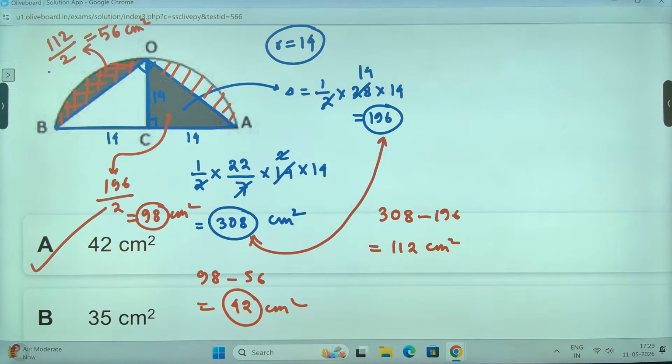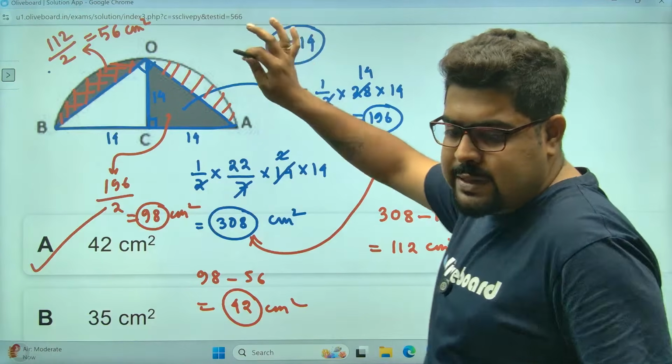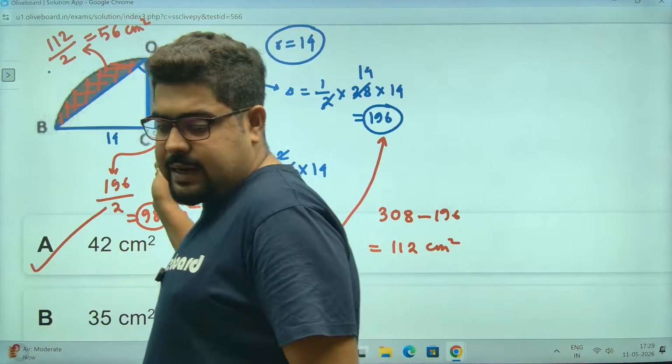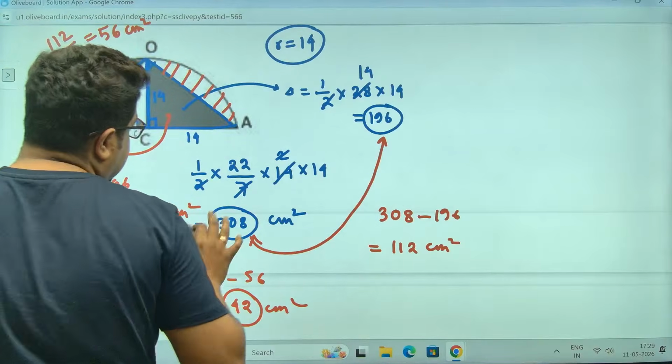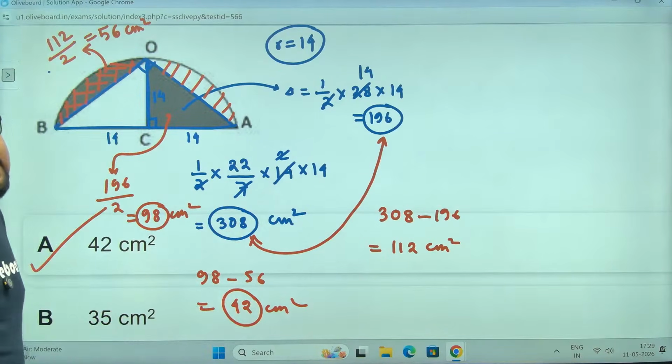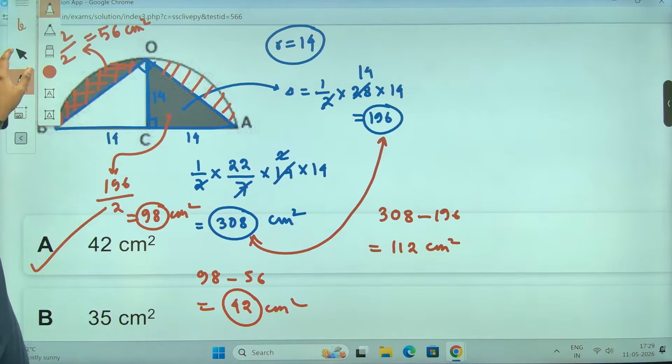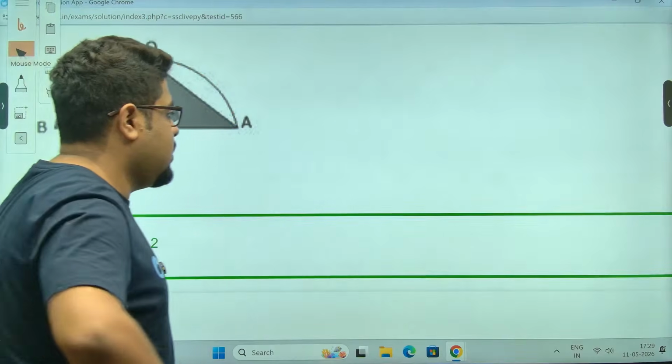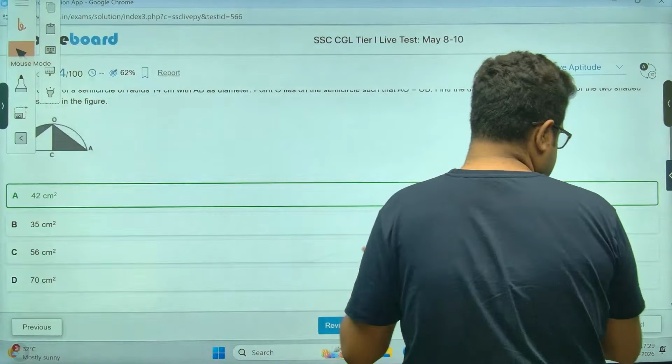Everyone, anybody having any doubts? You see, in the whole question we have just used symmetry to reduce our calculations. This was a good question, and this year they have asked a lot of questions of this type. I hope this is clear. Moving on.